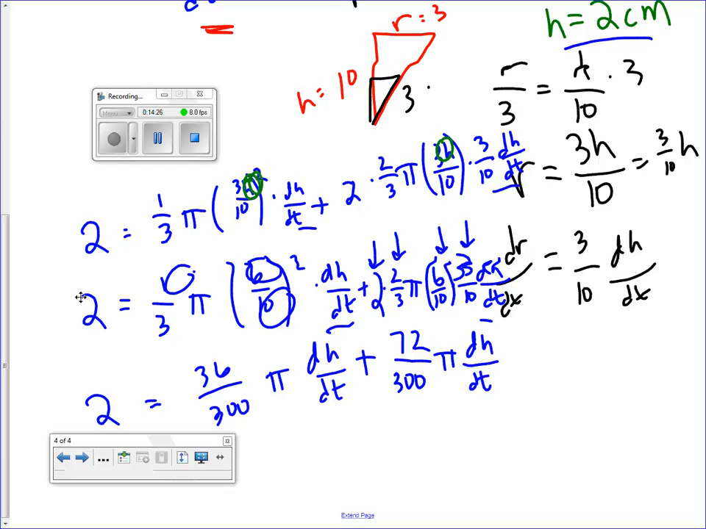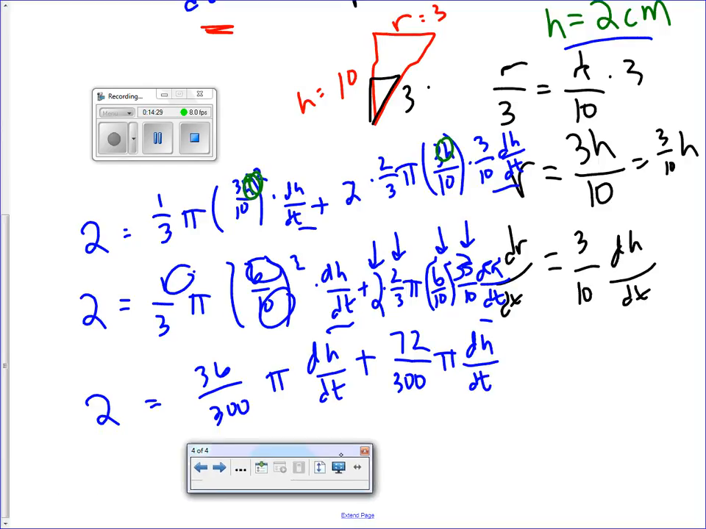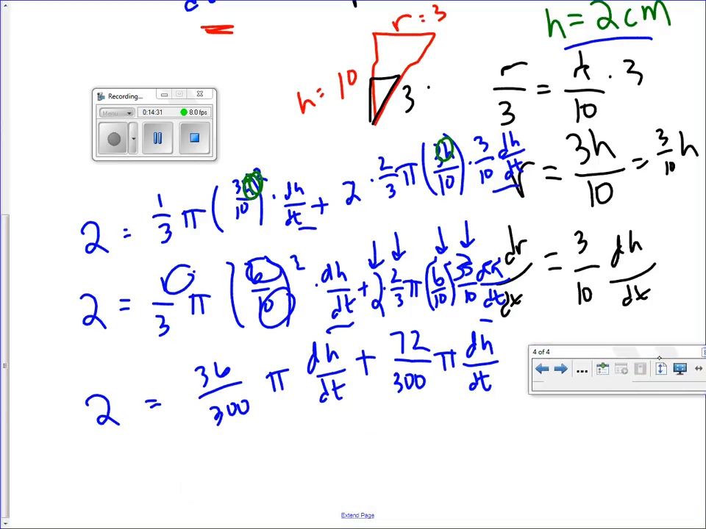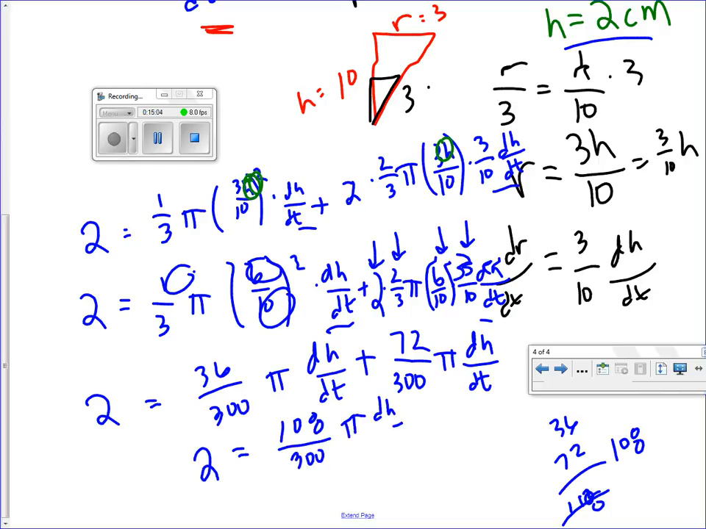Okay, so these are actually like terms. So I can add them together, 36 over 300 and 72 over 300. So I'm going to add 36 and 72. I'll do that off to the side here. Is that 112? Nope. 108. I have a total of 108 over 300 pi dh dt.